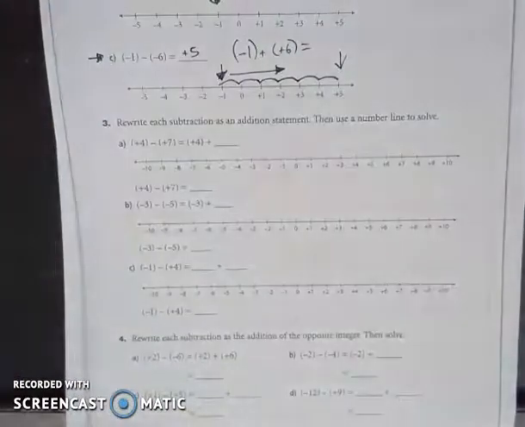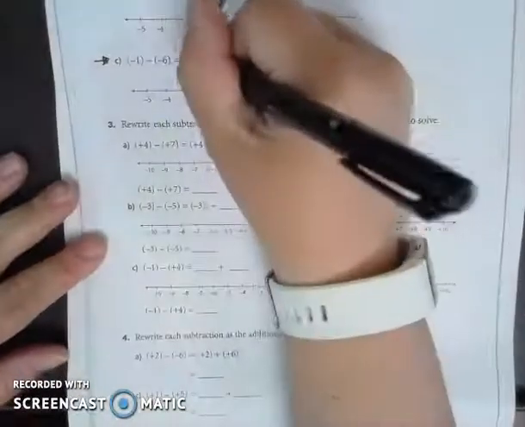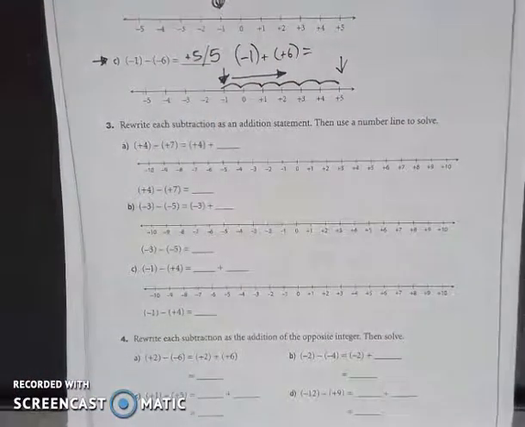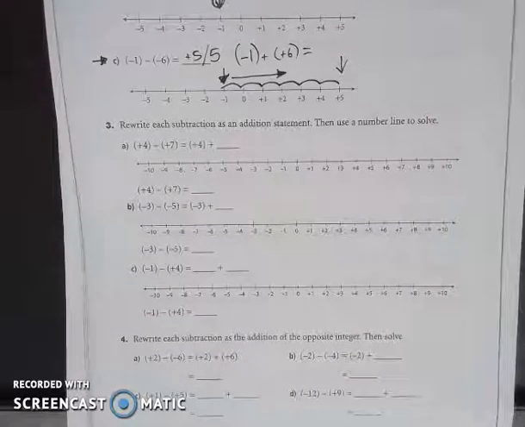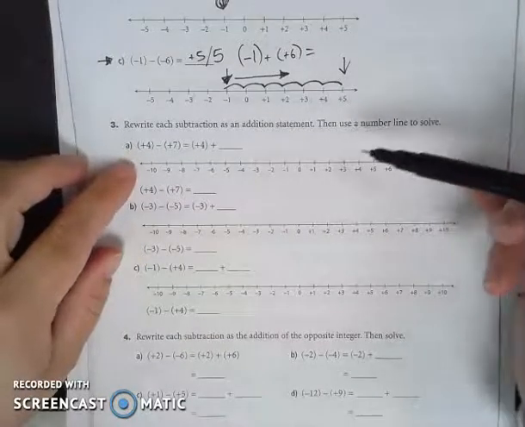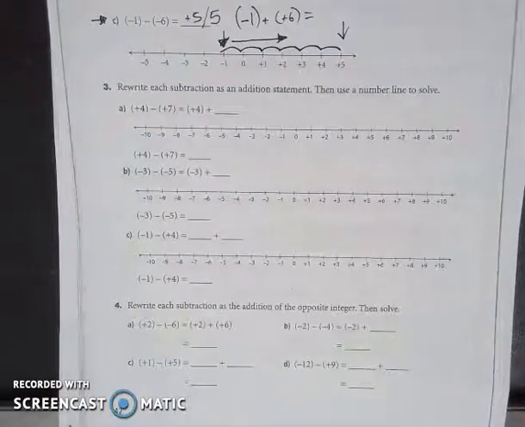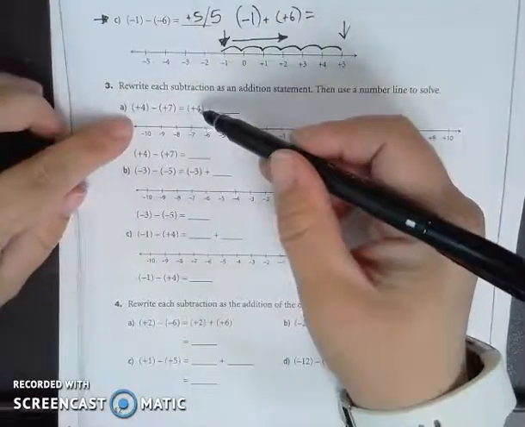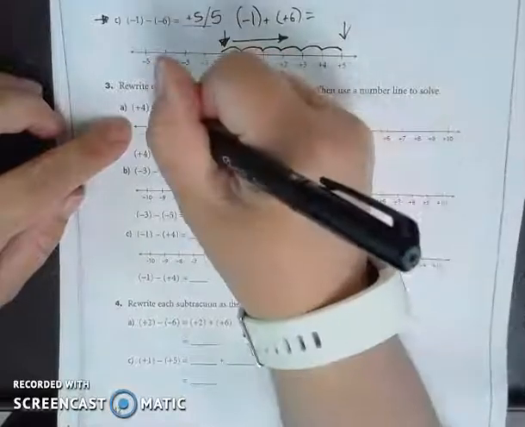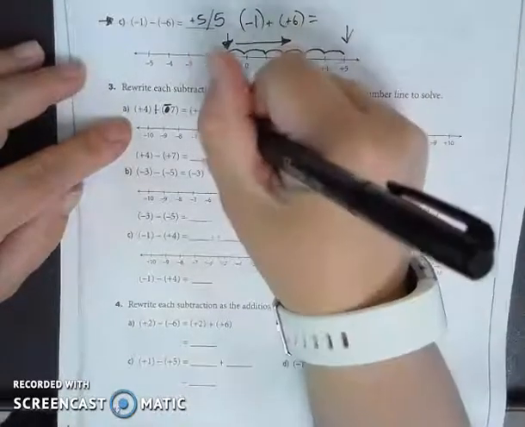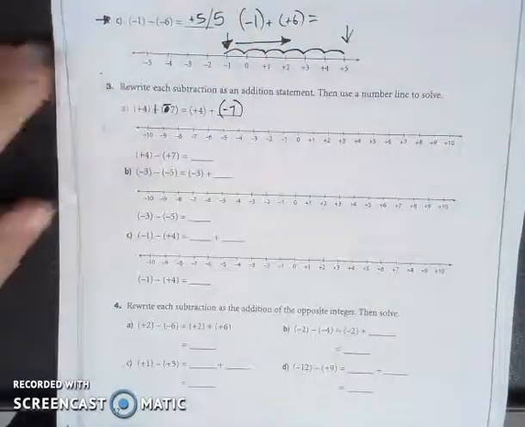Now, when you're writing +5, you can just write 5. You don't have to put that positive sign. But when we're first starting out and we really want to make sure that we're conveying the right message, saying either positive or negative is really important. Here it says rewrite each subtraction question as an addition statement. If you're changing a subtraction question to an addition statement, you have to reverse the symbol. So if I was saying plus 4 minus plus 7, and I wanted to change this to addition, I have to reverse the symbol here. So rewritten, this is plus 4 plus minus 7.